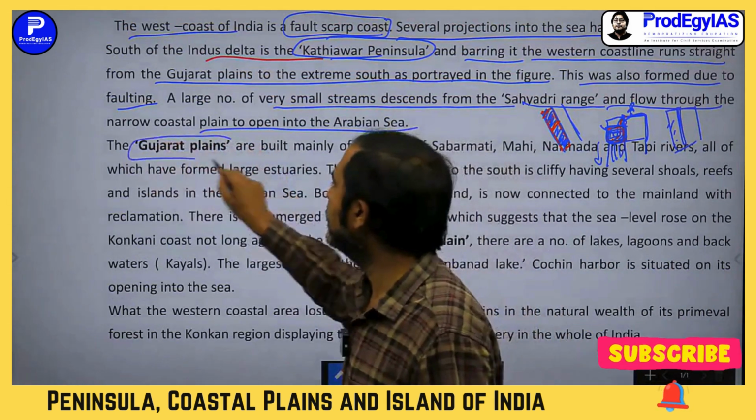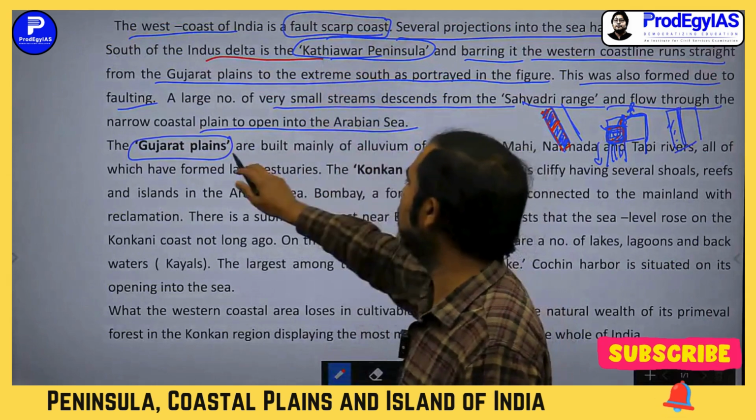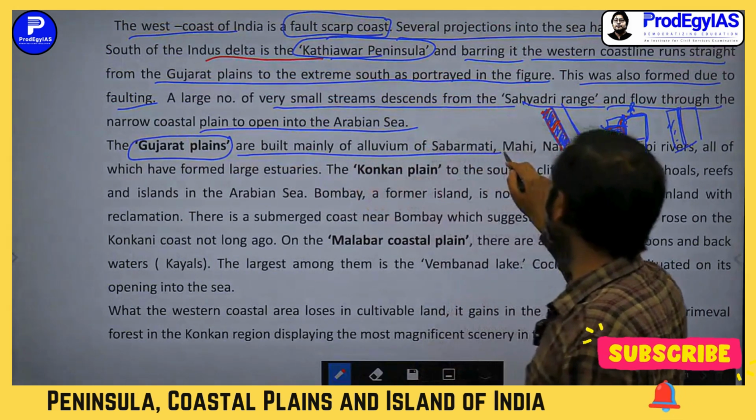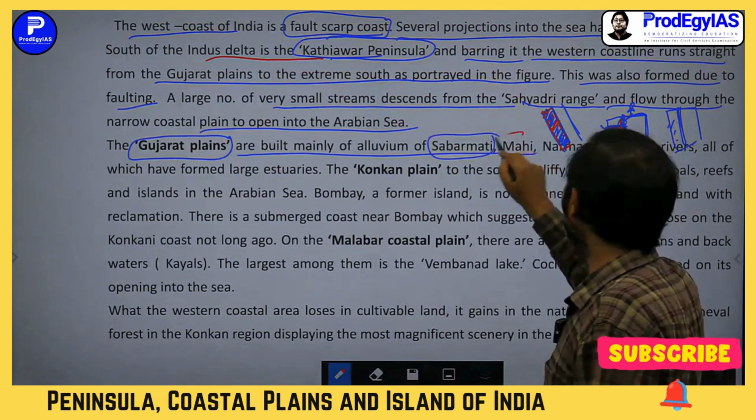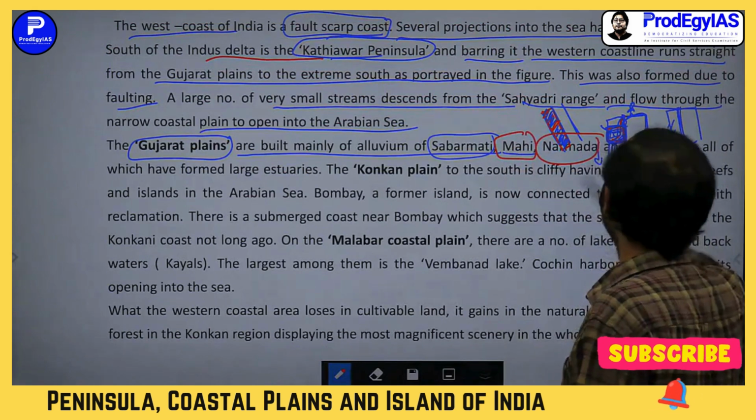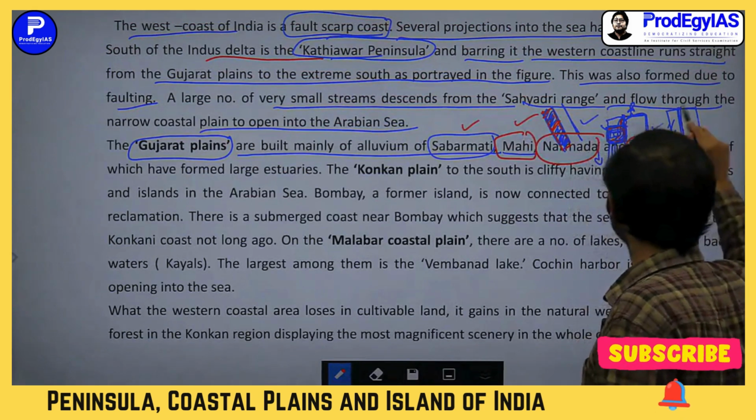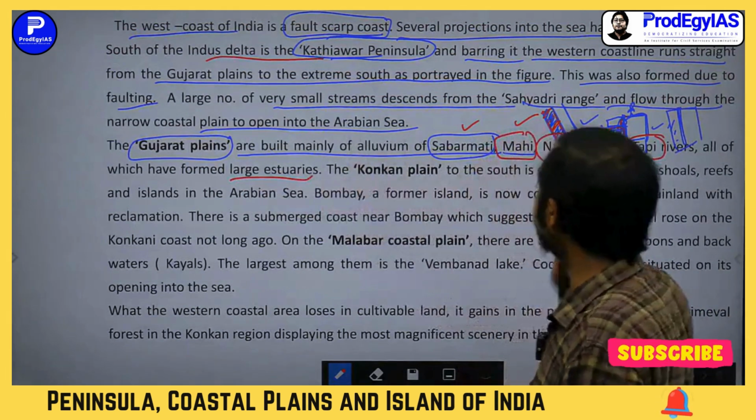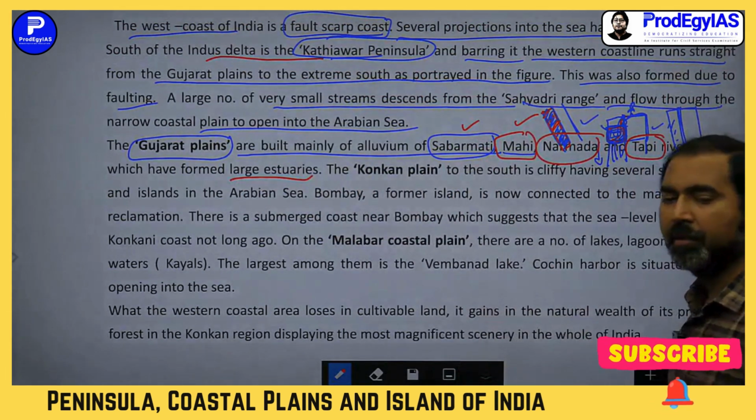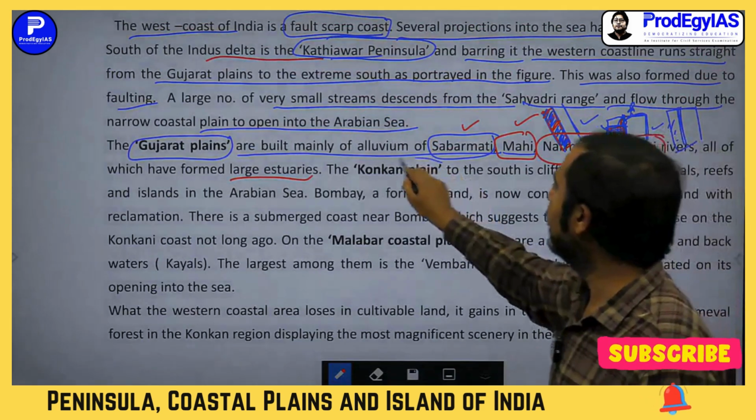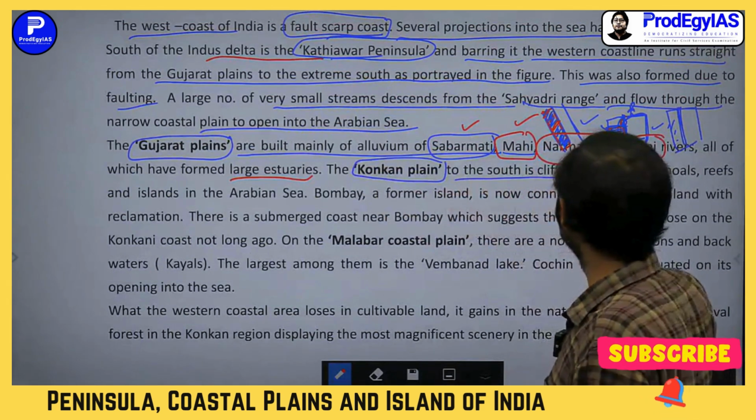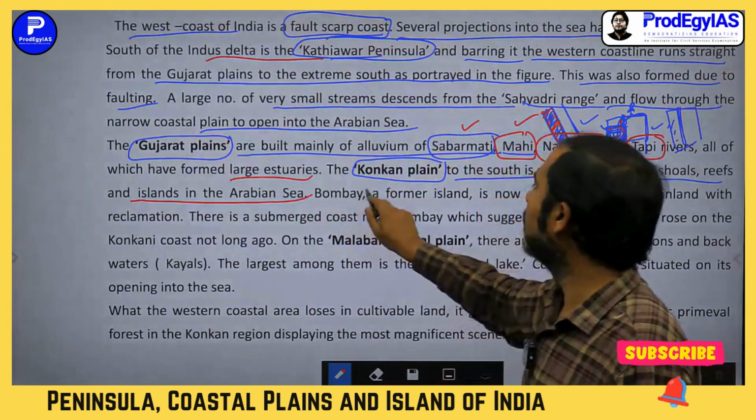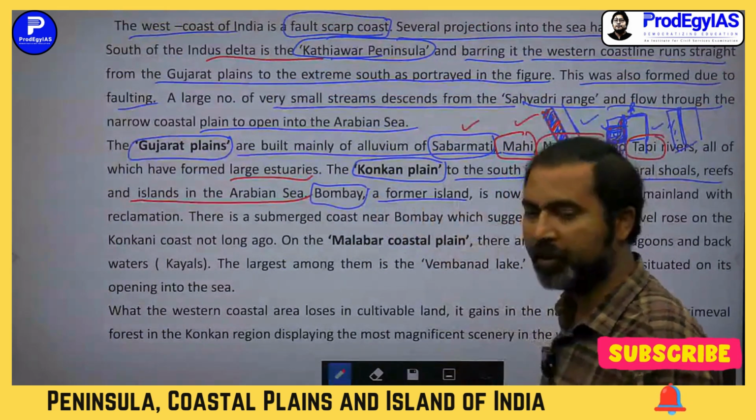So the Gujarat plains, first Kachchh, that is part of the Gujarat plains. This part of the Gujarat plain is mainly built by the Sabarmati, Mahi, Narmada, and Tapi rivers. We'll see these rivers in the drainage of India, which have formed large estuaries. Mostly these rivers make estuaries. Then comes the Konkan plain. To the south is a cliffy coast having several shoals, reefs, and islands in the Arabian Sea. Bombay was previously an island.